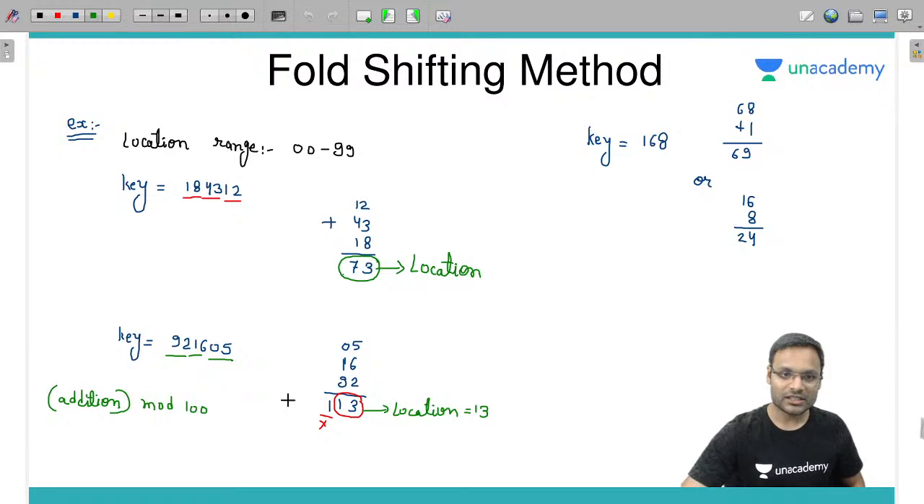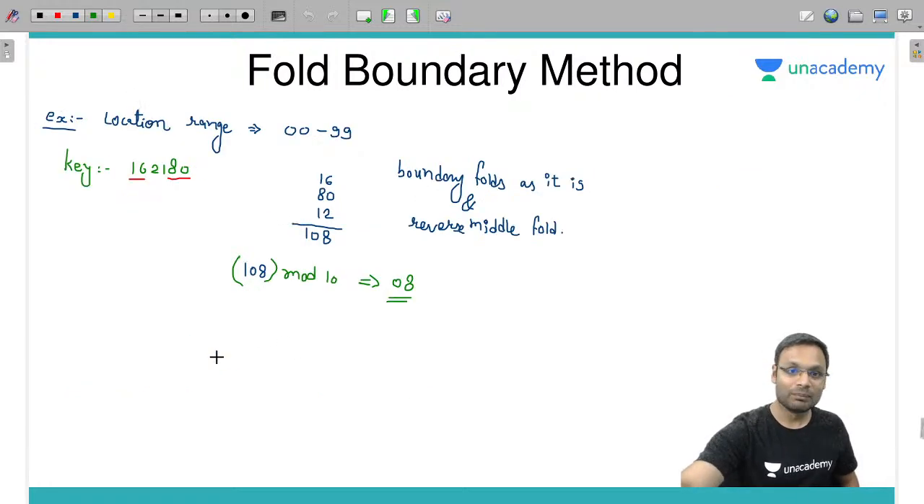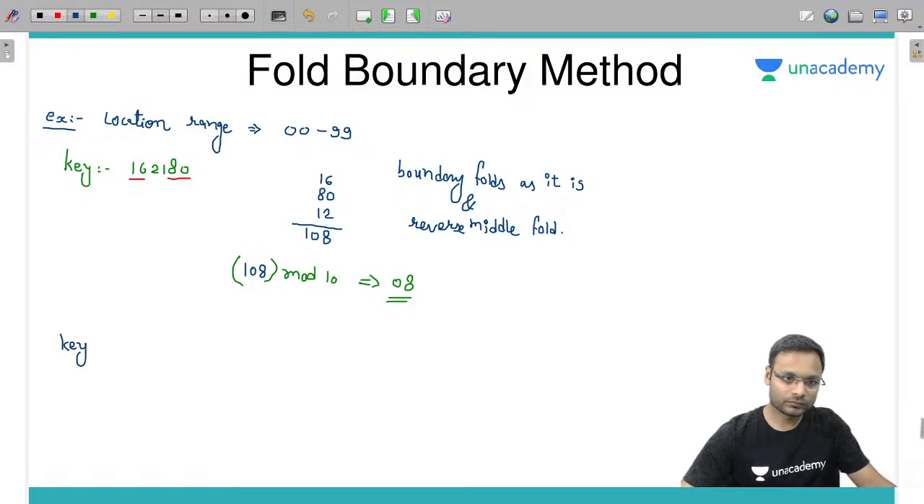If you have a key which gives you only a single middle digit or something, let's take another example. I hope I didn't go very deep in the concepts. Suppose this is your key. What will you do? Two folds you will take, 1 6 and 52. The middle fold, if you are reversing, the middle fold is only 2. You can go either with 2 0, or in fact you can go with 2 only.